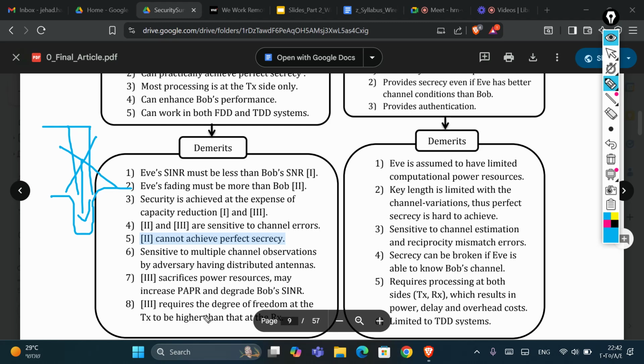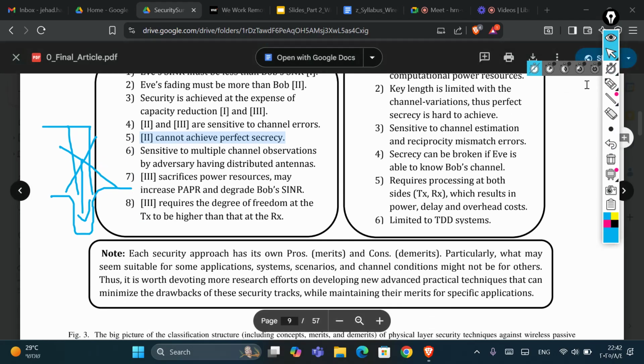Now, the last but not least, the third approach, which is noise and interference injection, requires the degree of freedom at the transmitter to be higher than that at the receiver. What do we mean by degree of freedom here? Let's say you have two antennas at Eve. In this case, yes, it's true you can provide security with one or two or three, but it's always better to have more antennas at the transmitter than those at the receiver.